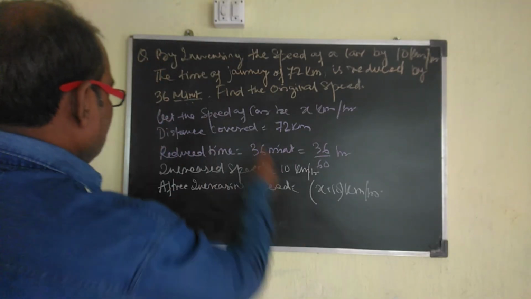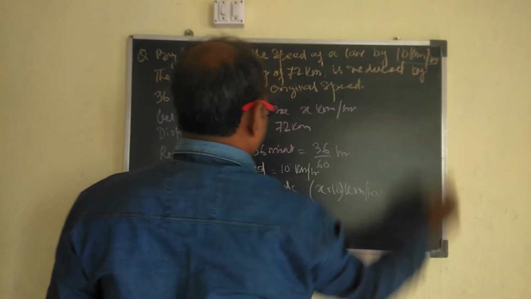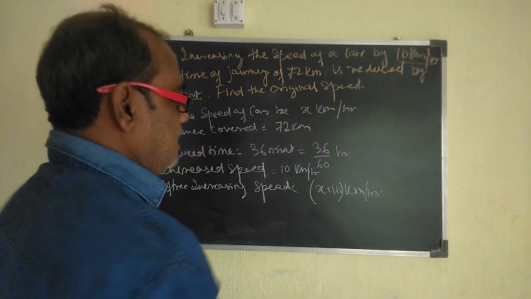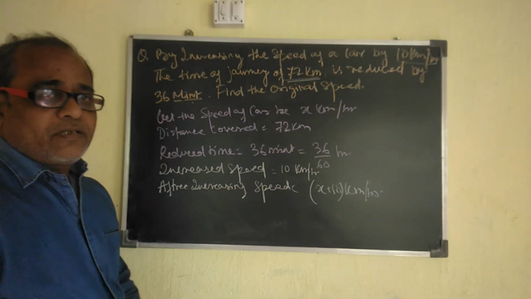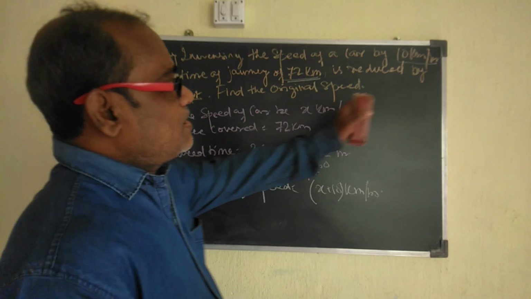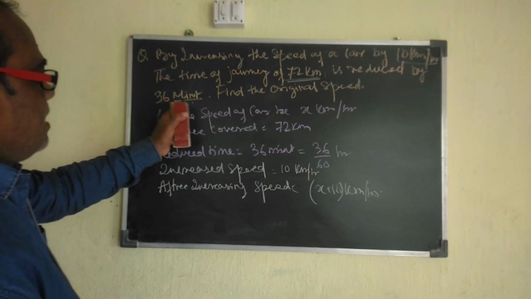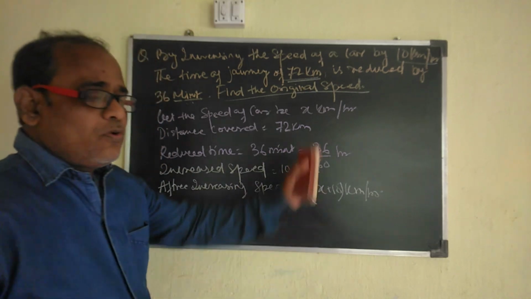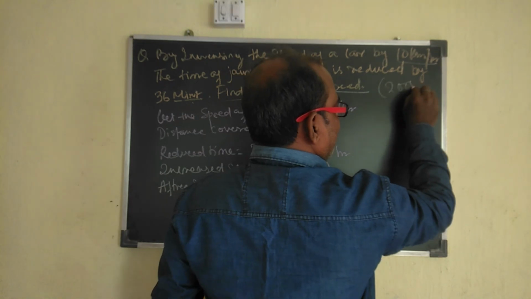One more question: by increasing the speed of a car by 10 km per hour, the time of journey of 72 km, that means it has traveled 72 km, is reduced by 36 minutes. That means when the speed was increased by 10 km per hour, the time taken was reduced by 36 minutes. Find the original speed. So here they have asked you to find the original speed. This question has come in 2005.